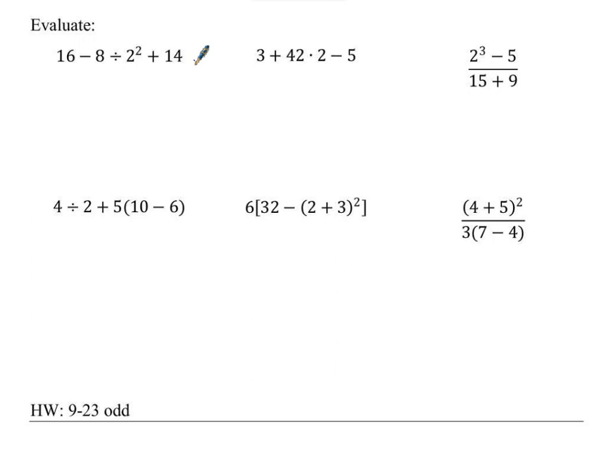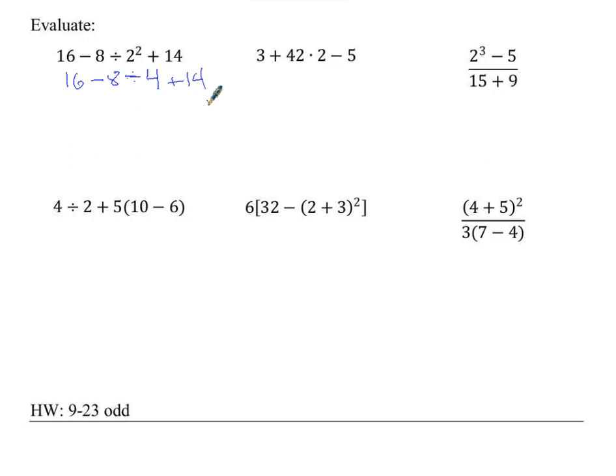What's the exponent? 2 to the second power. We're going to take care of that. Everything else will stay exactly as is. And we're going to write the whole thing down. So I just start rewriting. 16 minus 8, division symbol, and then 2 squared turns into 4. 2 times itself is 4 plus 14.